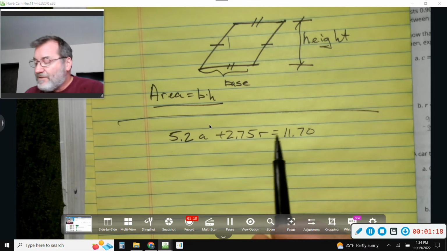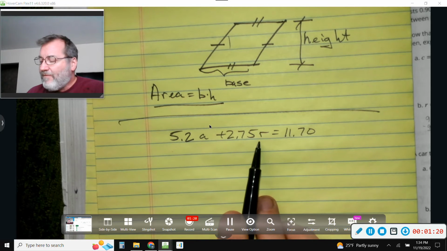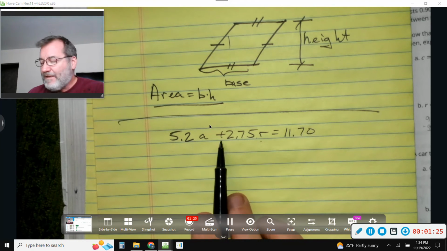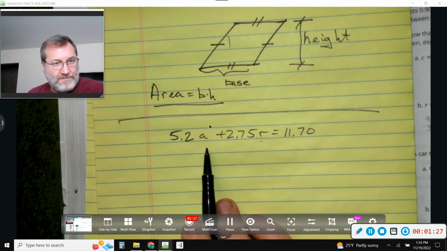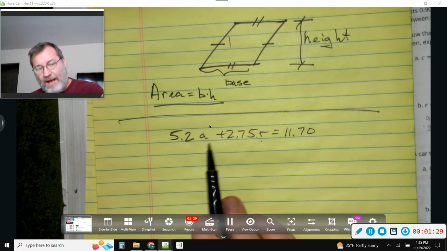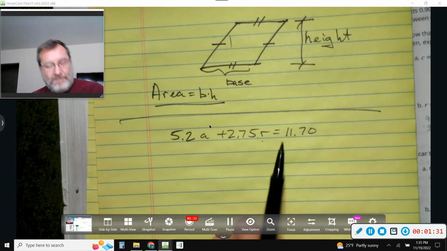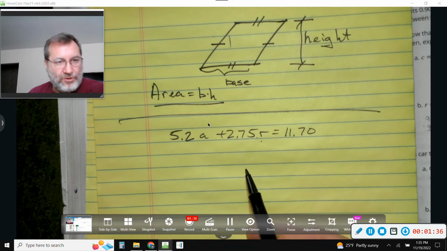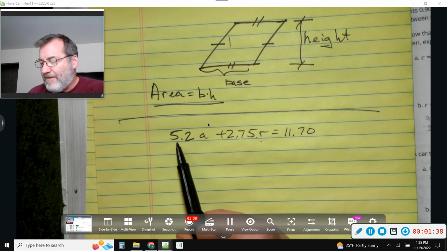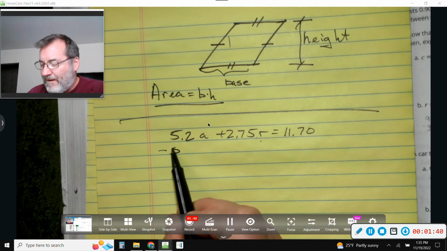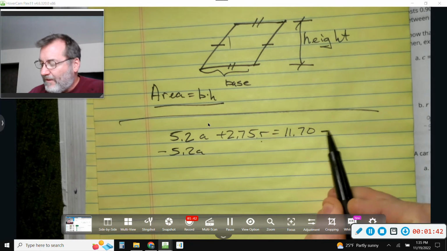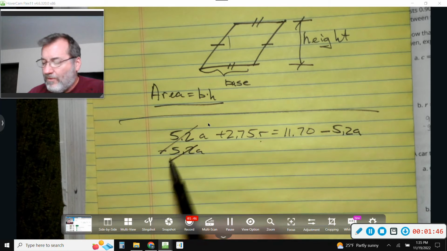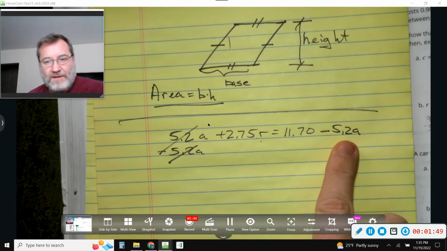If you look at this equation, if I want to solve for R, these two are tied together with multiplication, and that's separated from this other term with addition. Since addition and subtraction are lower down on the PEMDAS scale, the hierarchy of operations, we're going to move that first. Since this is 5.2a, I'm going to subtract 5.2a from both sides, and it ends up on the other side.